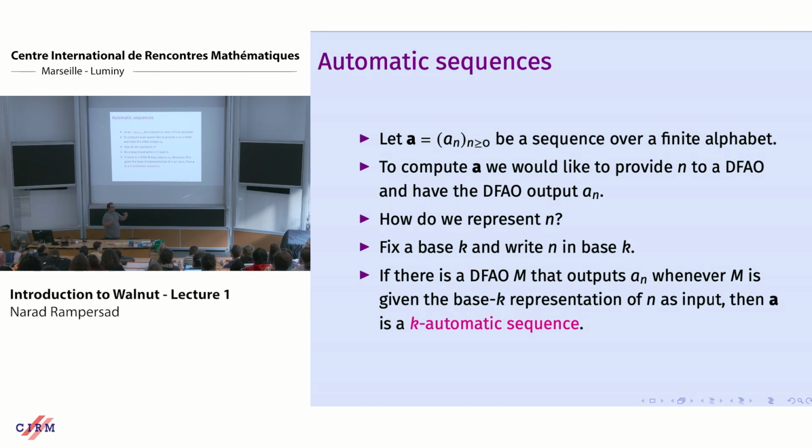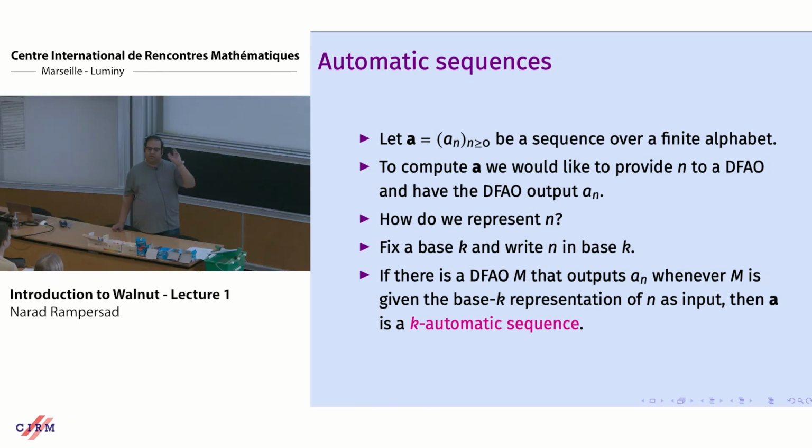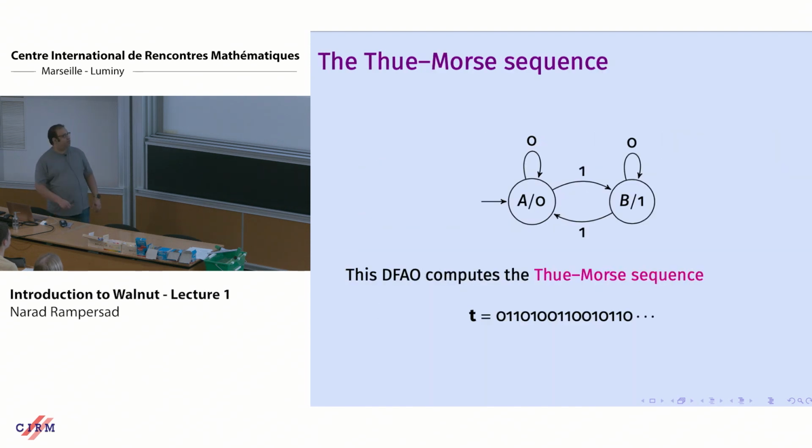No, output is just a finite output alphabet. It could be just A, B, C, D, for example. Output doesn't have to be in base k because it will always be just one of some finite set of symbols. So input is given in base k. Output is just one element from some finite set of symbols.